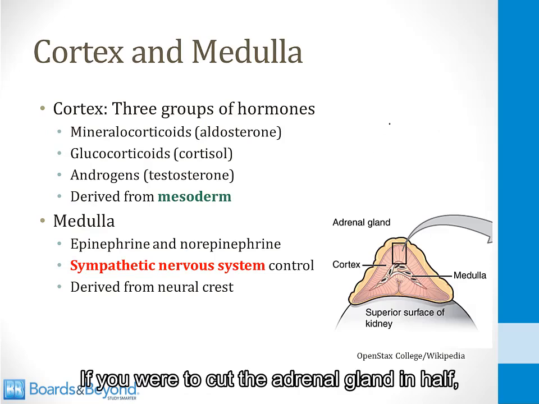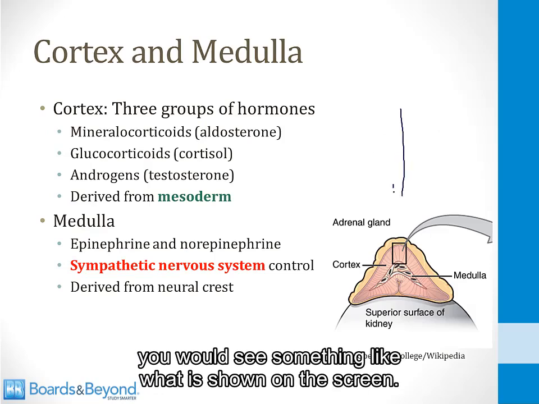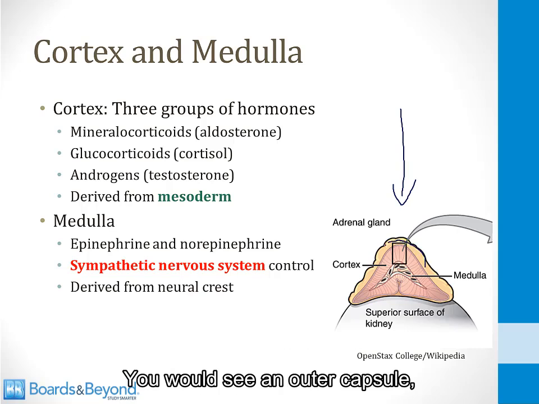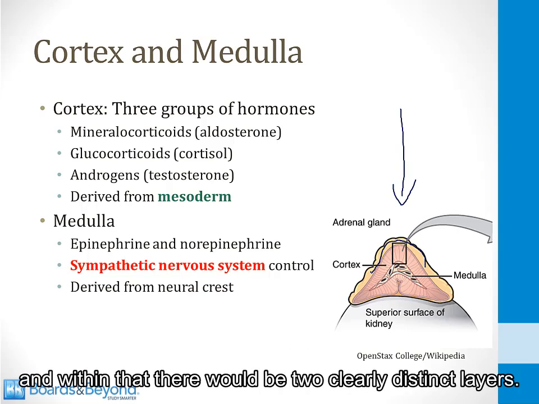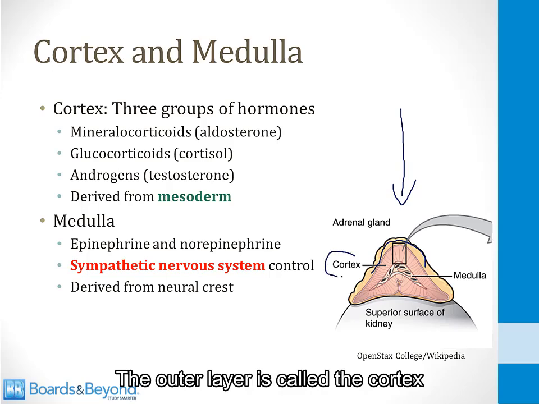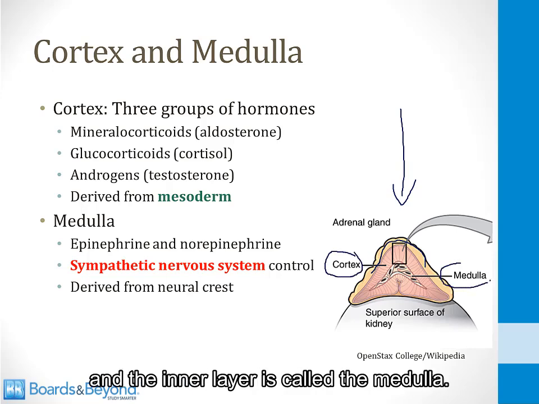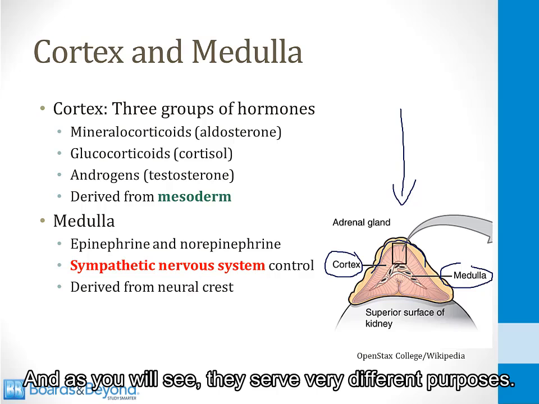If you were to cut the adrenal gland in half, you would see something like what is shown on the screen. You would see an outer capsule, and within that there would be two clearly distinct layers. The outer layer is called the cortex and the inner layer is called the medulla. And as you will see, they serve very different purposes.